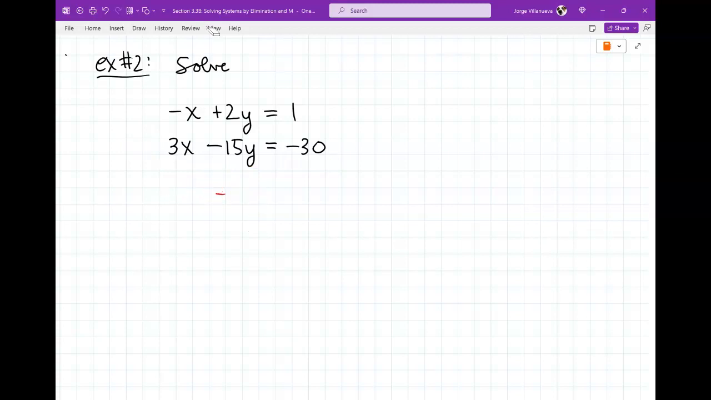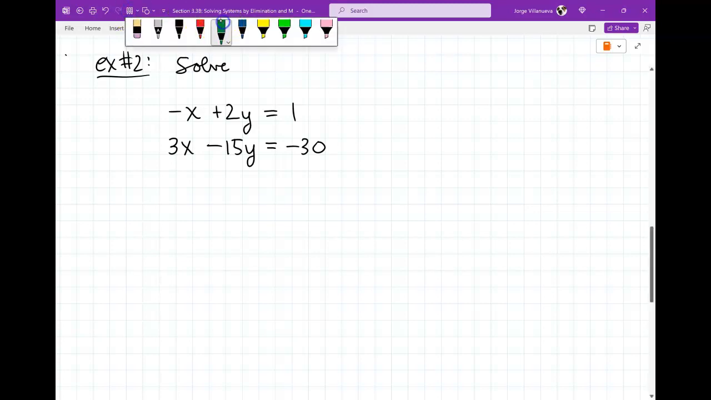Okay? So now comes the choice, which letter do I want to get rid of, x or y? Now remember, the way I would make the decision is I look at the numbers in front of the x values, I look at the numbers in front of the y values, and I ask myself which ones are smaller overall. The x has a minus 1 and a 3. The y has a 2 and a negative 15. I'd rather do small numbers because I'm going to have to multiply. Okay? So I'm going to get rid of the x values.